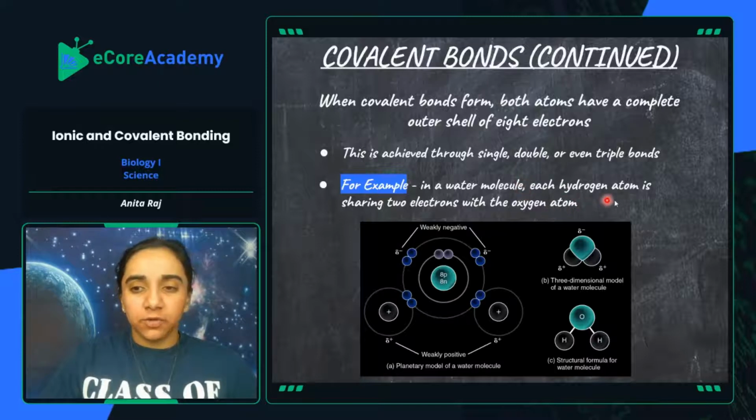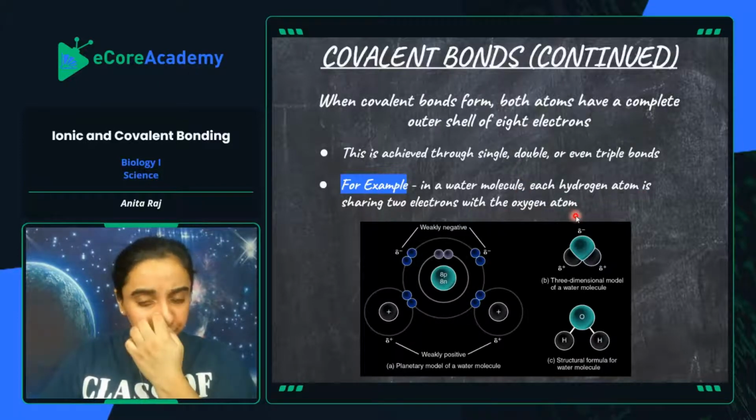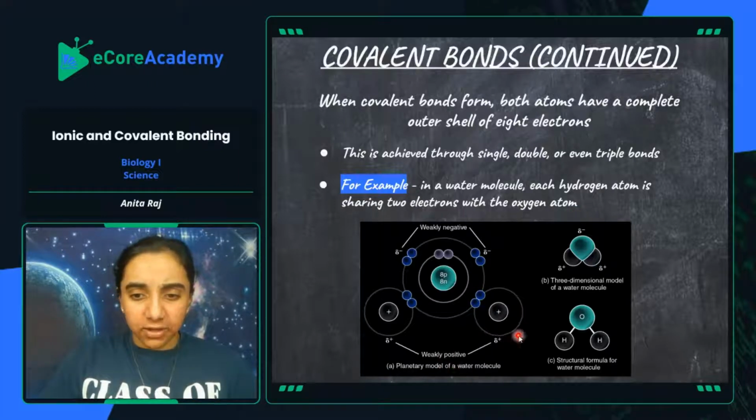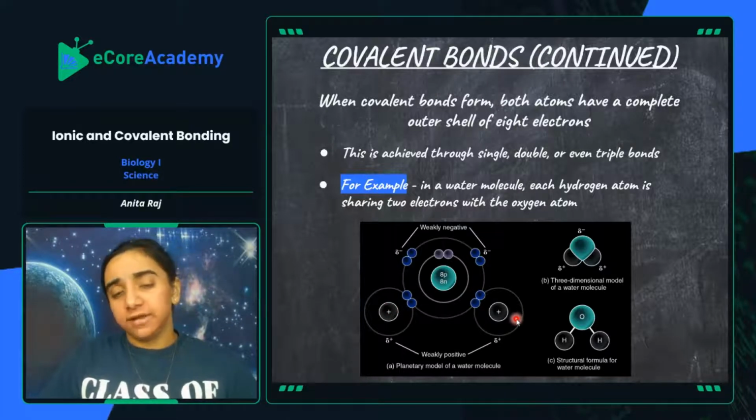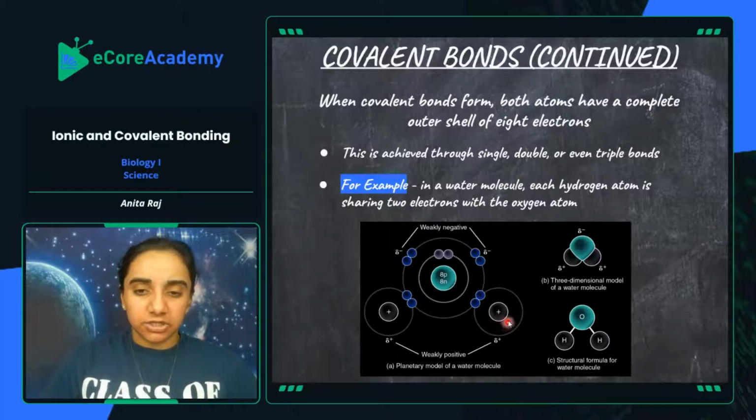So in a water molecule, each hydrogen atom is sharing 2 electrons with an oxygen atom. As you can see here, you see these plus signs, those are just protons because hydrogen atoms are pretty much just a proton and an electron. They don't even have neutrons. So these are the two hydrogen atoms, and each of them is sharing 2 electrons with the oxygen, but the oxygen is hogging its own 2 electrons up here, its own 2 up here, and then in its inner shell it has another 2.